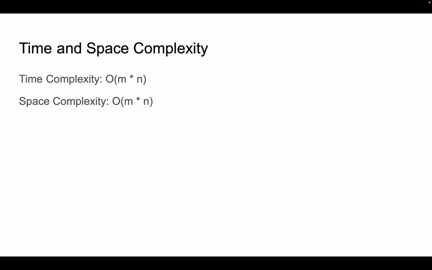So what is the time and space complexity for this problem? As we are looping through the matrix, every row and every column, time complexity is O(m times n). And space complexity, as we're just storing one visited grid, will be O(m times n) as well.